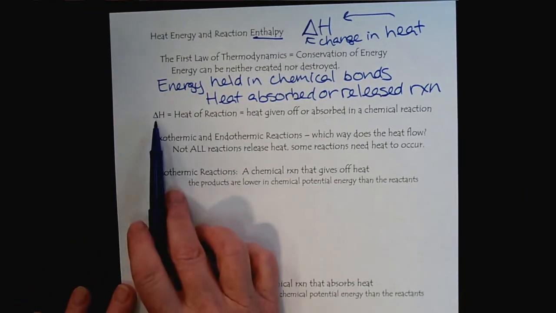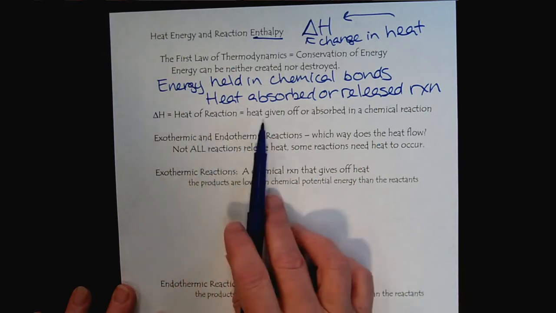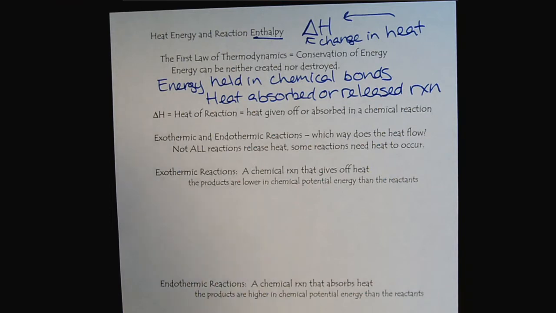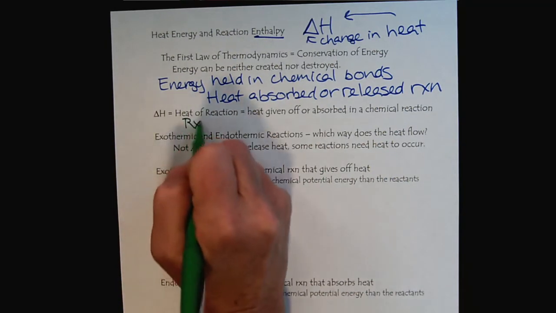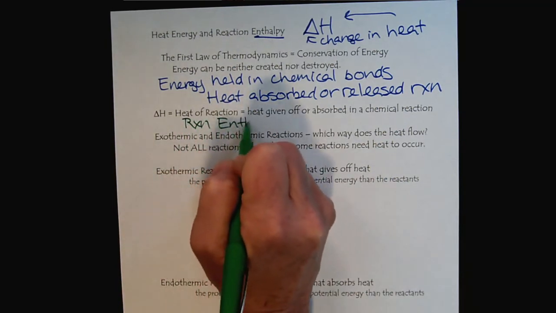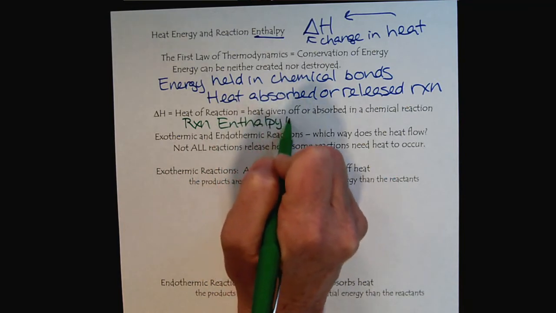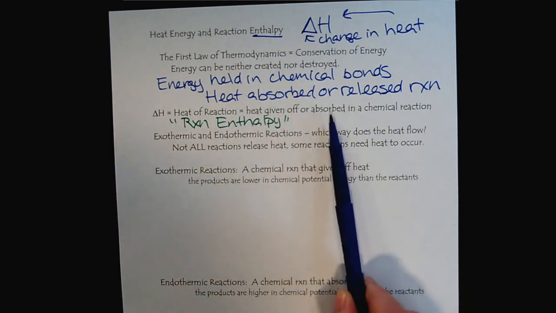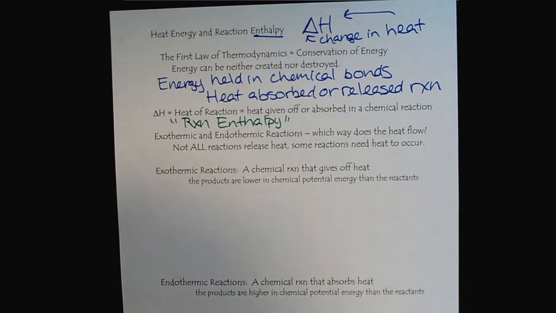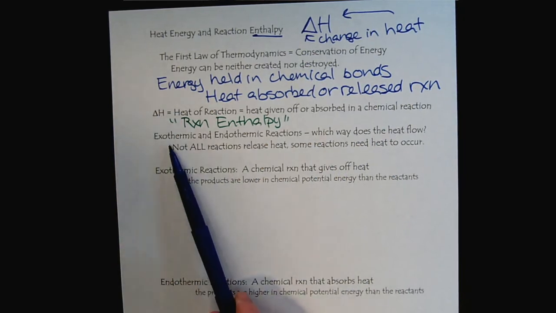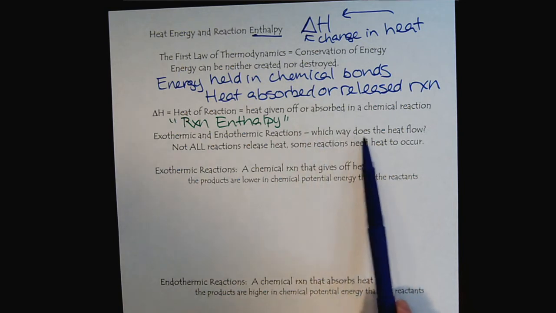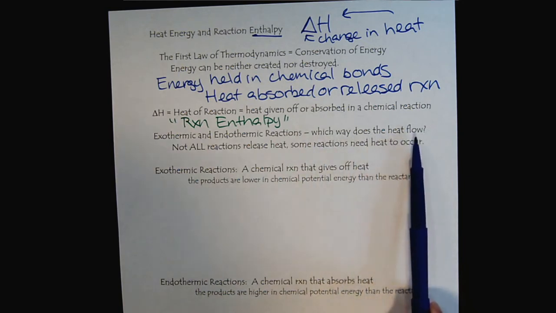So the delta H is the heat of the reaction. It describes the heat given off or absorbed, and we describe that as the reaction enthalpy. Okay, so we've already noticed, well, wait, the heat can be given off or absorbed. So we've got a few more terms to learn here. Exothermic and endothermic reactions. These are the terms we use to tell everybody which way the heat flows.